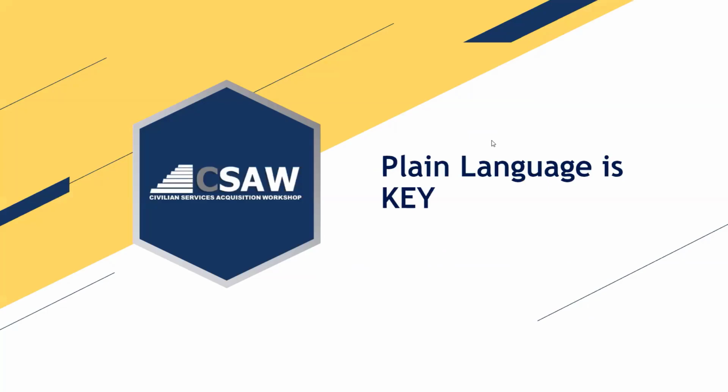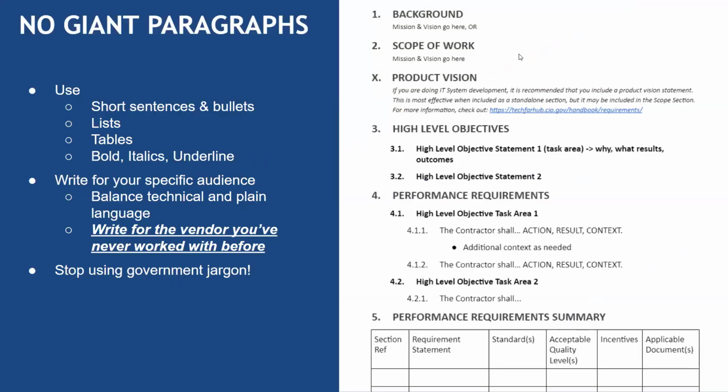All right. Plain language. Plain language is key. On the right-hand side, you can see an example of a PWS in bare bones. Got a background section, scope of work, product vision. If you're doing agile IT development, put a product vision, and you can find information about that on the TechFAR Hub. Then you have your objectives section. We recommend writing high-level objectives for each of your task areas. If you want to learn more about that, come get a workshop for your requirement.